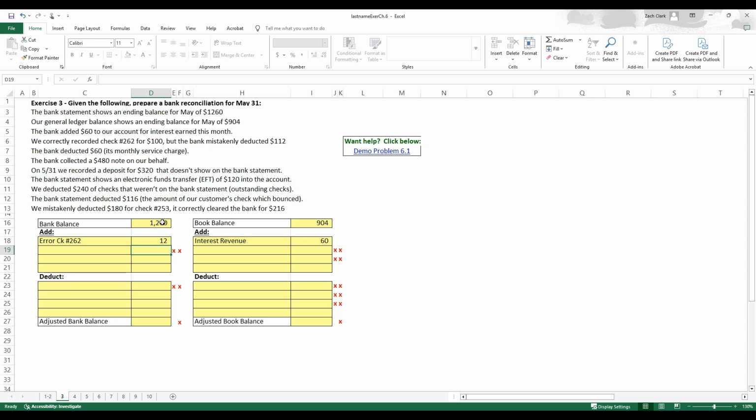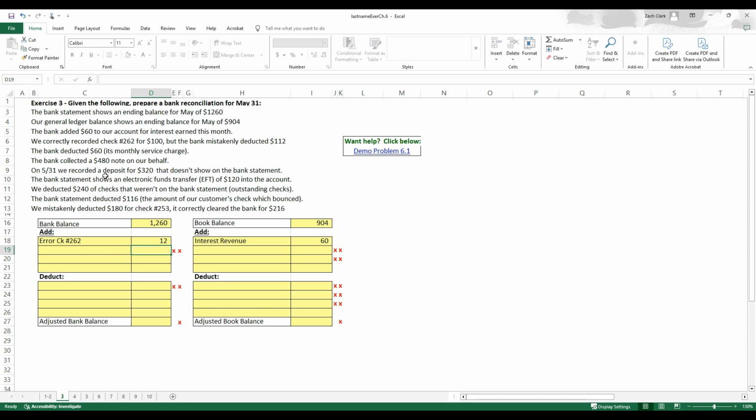So we add back to this bank balance, because if you think about this, the bank balance of $1260 would include a deduction for $112, but it really should have only been a deduction of $100. So they reduced the balance too much. So that's why we have to add back the $12, and that'll reconcile us back, because that's an error. And we would want to contact the bank in this instance and do whatever we need to do to get that corrected on the actual bank account as well.